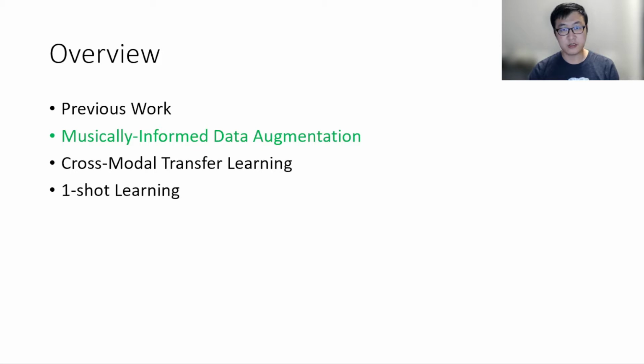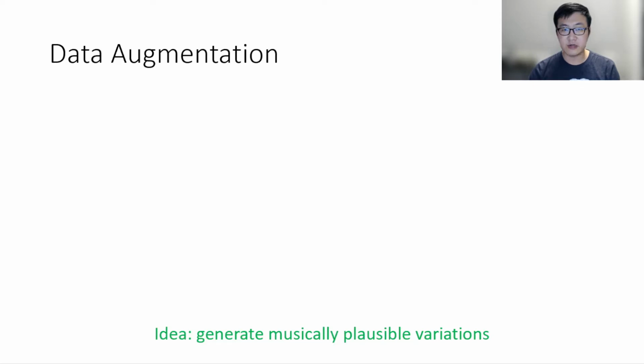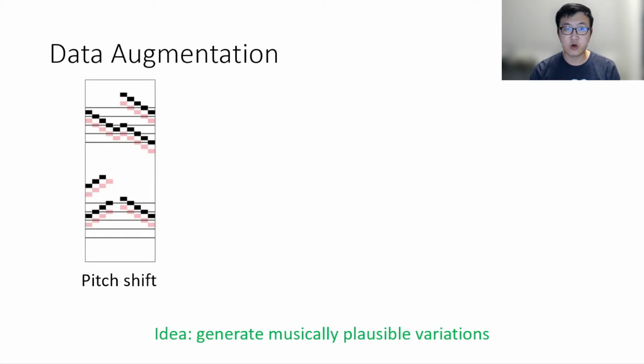Now we will introduce the first of our 3 contributions, which is to propose several musically informed data augmentation strategies. The key idea is to generate musically plausible variations of existing data. One obvious strategy is to consider key changes, which correspond to shifting the bootleg score up or down, while being careful not to shift notes across the boundary between the left and right hand staves.